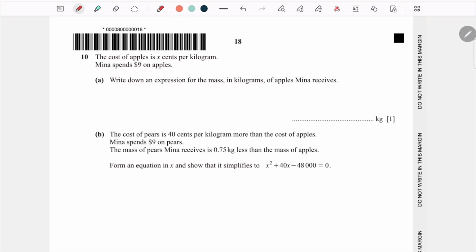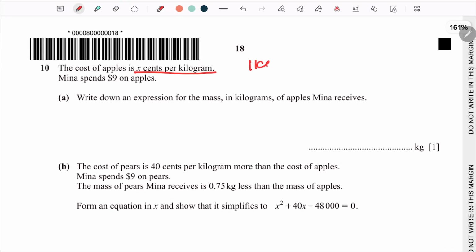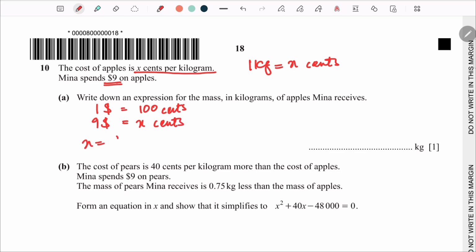Question 10. The cost of apples is X cents per kilogram. This means that 1 kilogram costs X cents. Minna spends $9 on apples. If I convert $9 into cents, $1 is basically equal to 100 cents. So $9 is going to be 900 cents. So 9 into 100 is 900 cents.